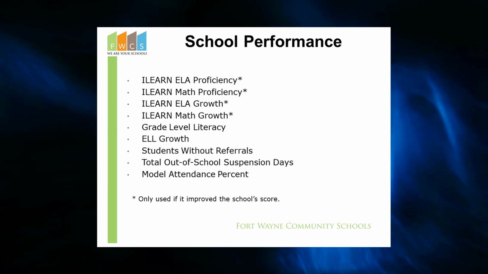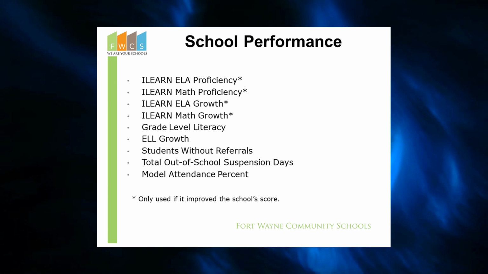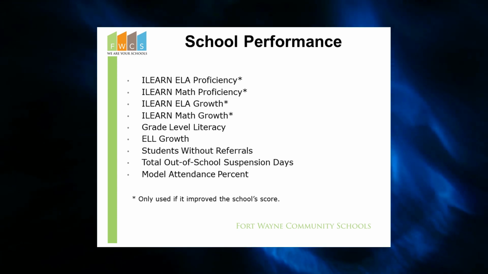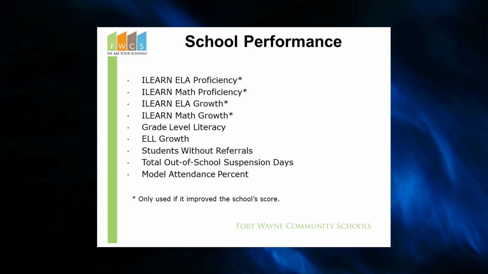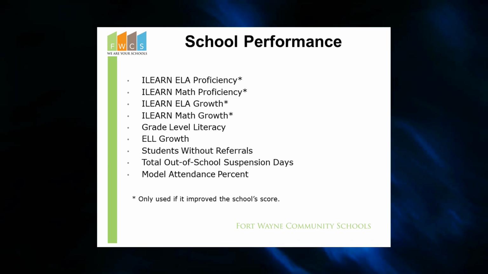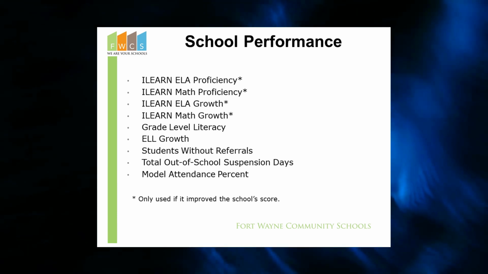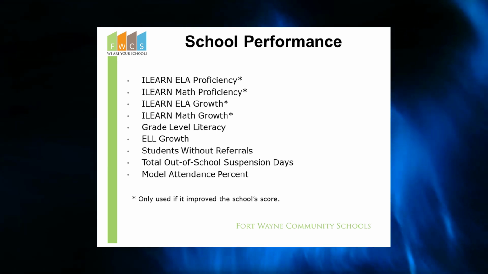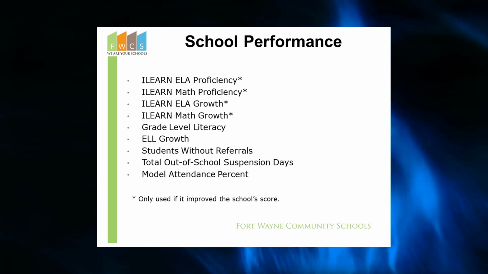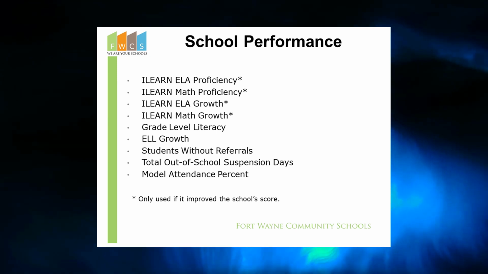For SIP performance, the goals specified in the school's improvement plan will be used. They are ILEARN ELA proficiency, ILEARN math proficiency, ILEARN ELA growth, ILEARN math growth, percent of students reading at grade level, ELL student growth, the percentage of students without referrals, the total out-of-school suspension days, and the percentage of model attendees. The ILEARN goals were only used if it improved the school's score.